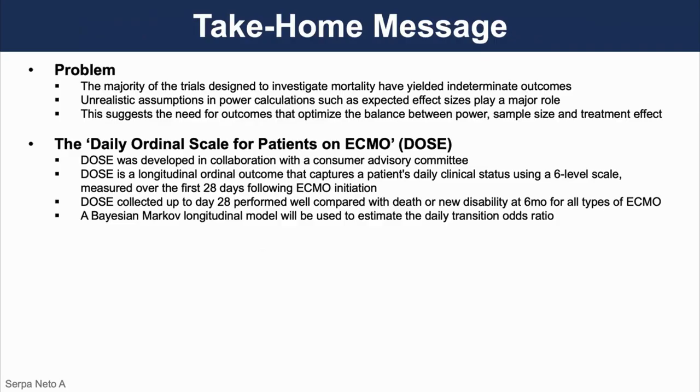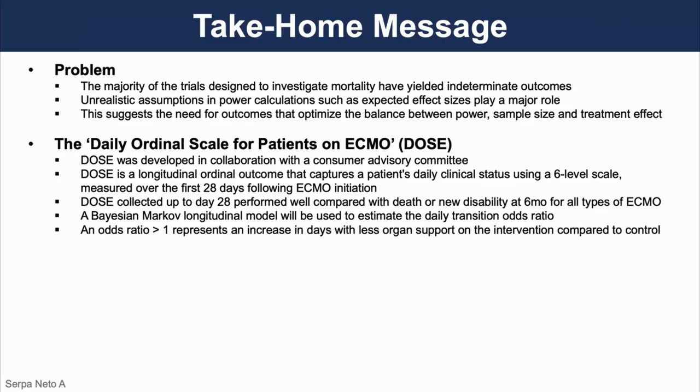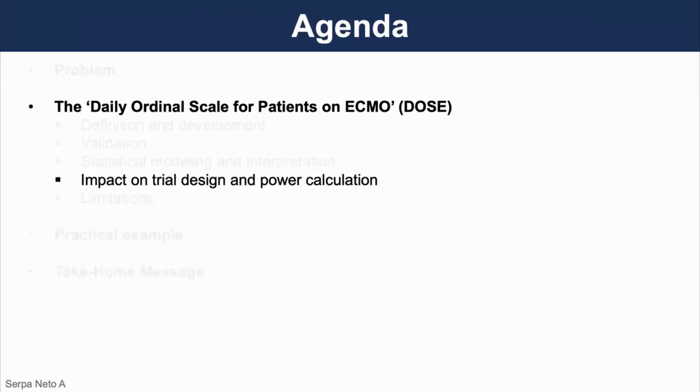So regarding the analysis, the idea is to use a Bayesian Markov longitudinal model to estimate the daily transition odds ratio, and an odds ratio greater than 1 will represent an increase in days with less organ support in the intervention group compared with the control. So what is the impact on trial design and power calculation?